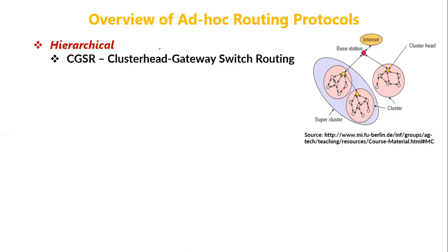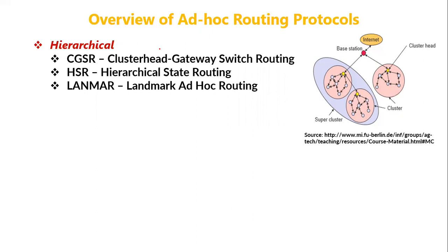The second category is the hierarchical routing algorithm. The hierarchical routing algorithm will be used when the load is high, because algorithms such as DSDV, AODV, and DSR only work for a smaller number of nodes and depend heavily on the mobility of nodes. For larger networks, especially, we need this type of routing protocol, like CGSR and HSR.